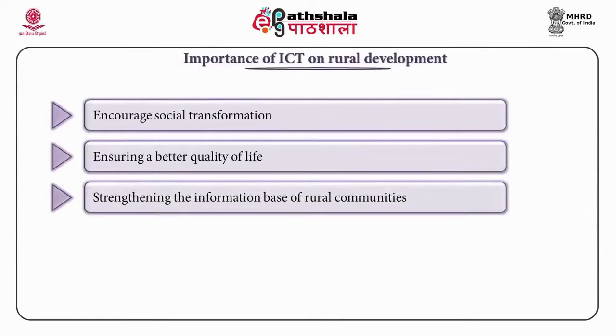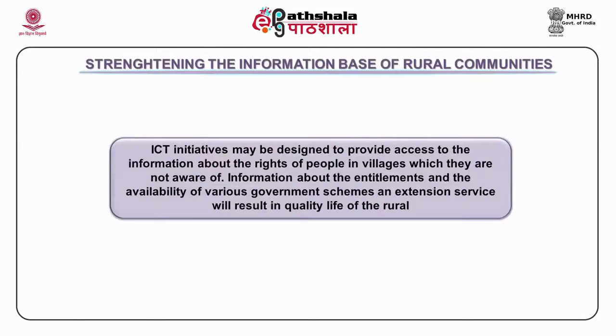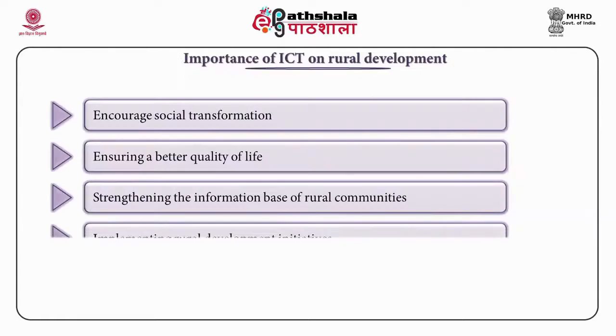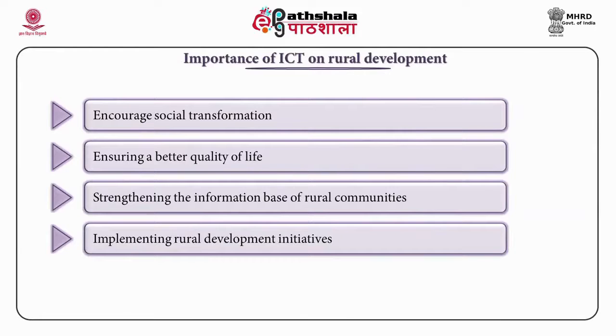Third, strengthening the information base for the rural communities. ICT initiatives may be designed to provide access to information about their rights, entitlements and the availability of various government schemes and extension services. Fourth, implementing rural development initiatives.